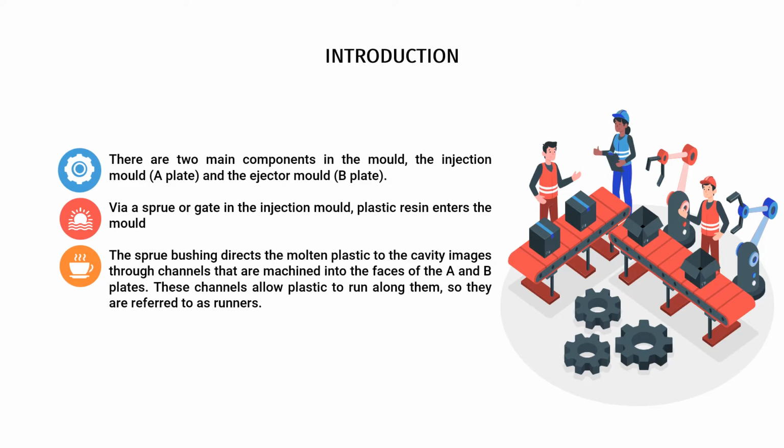Introduction. There are two main components in the mold. First, the injection mold A plate and the ejector mold B plate. It is connected via a sprue or gate in the injection mold. Plastic resin enters the mold. The sprue bushing directs the molten plastic to the cavity images through channels that are machined into the faces of the A and B plates. These channels allow plastic to run along them, so they are referred to as runners.